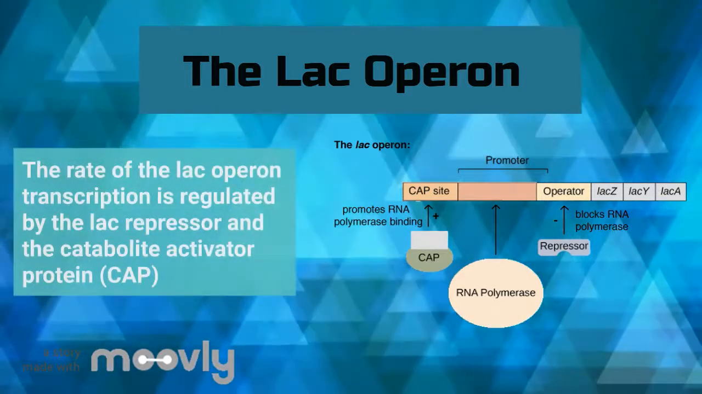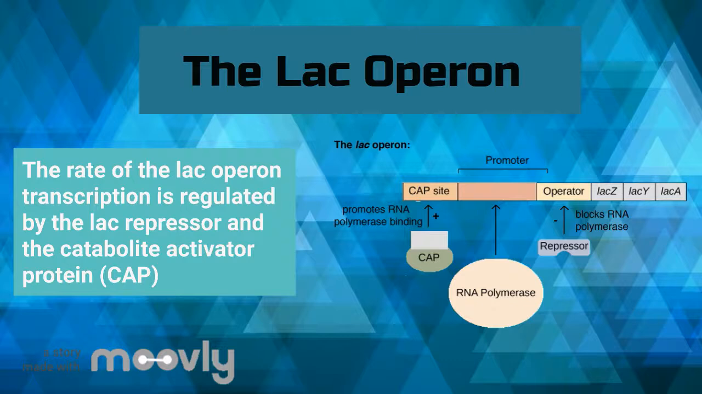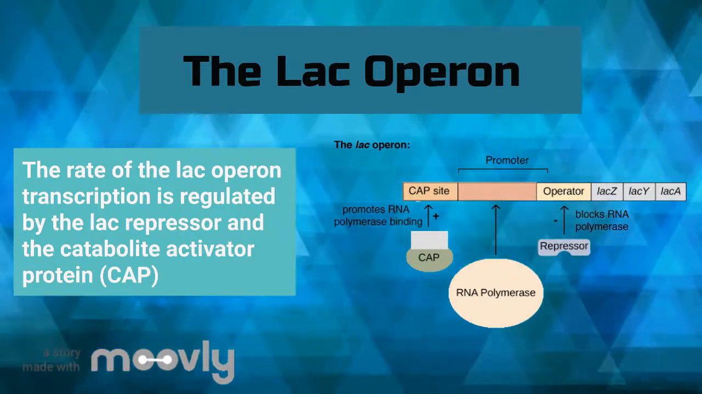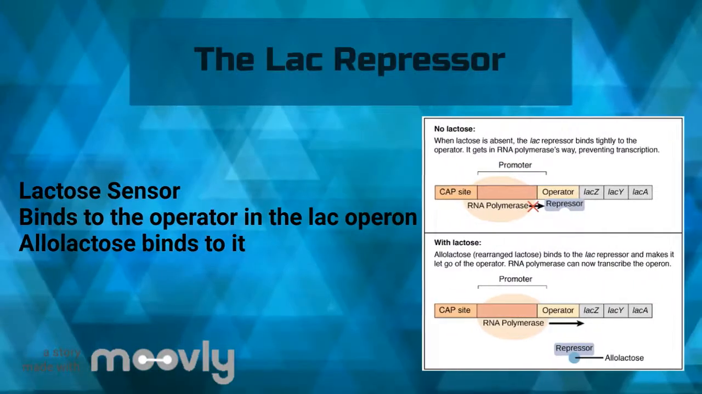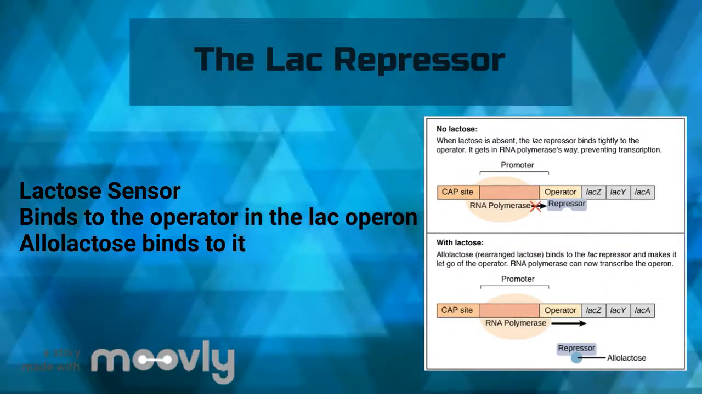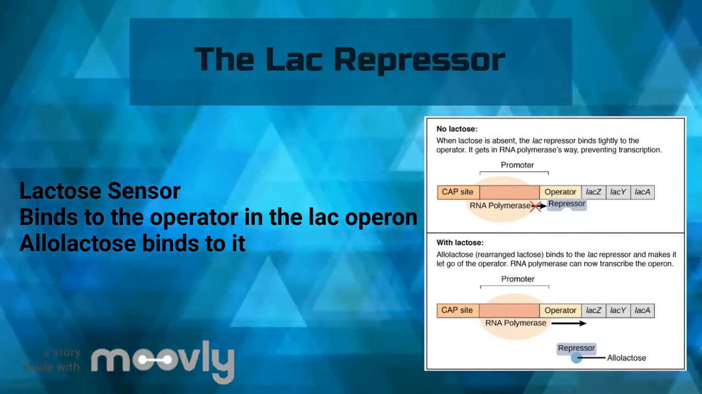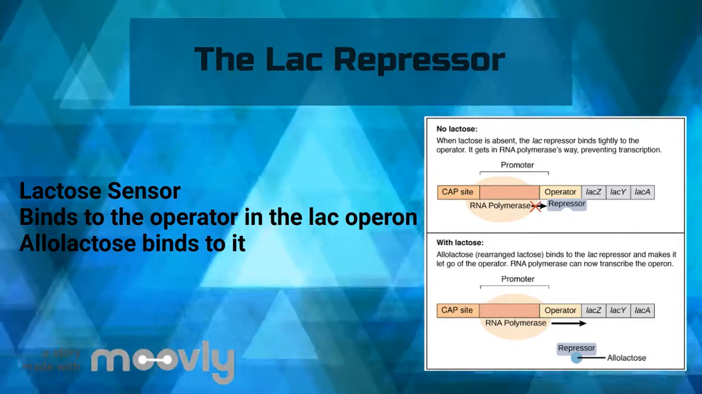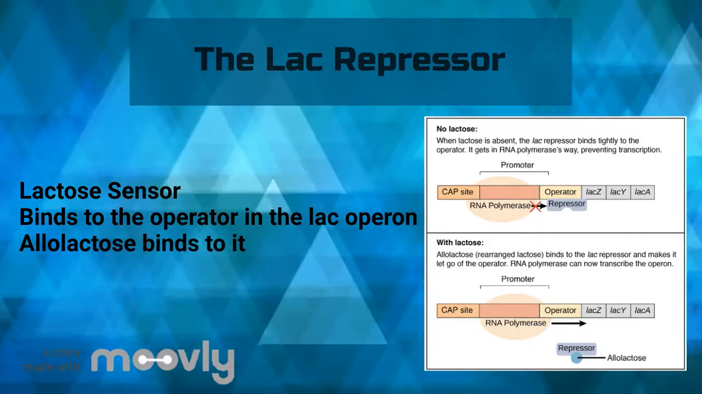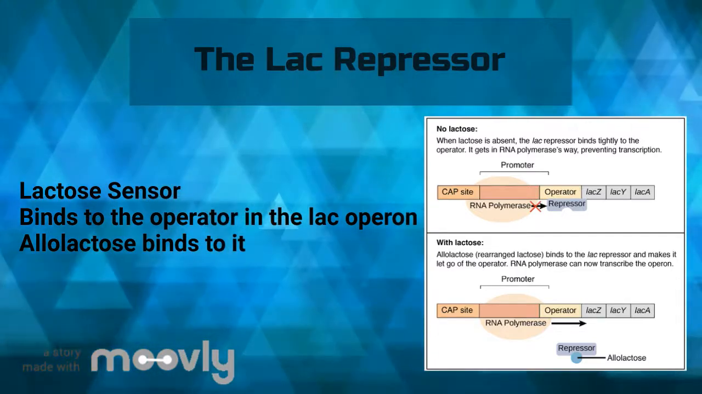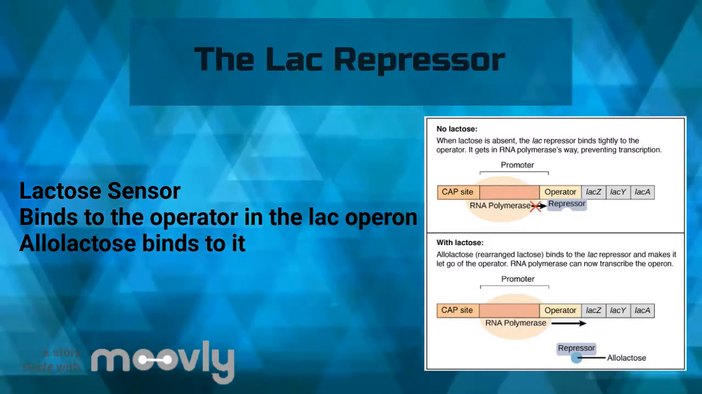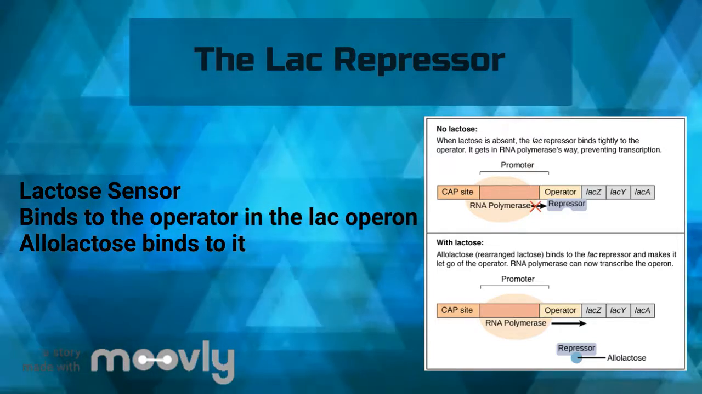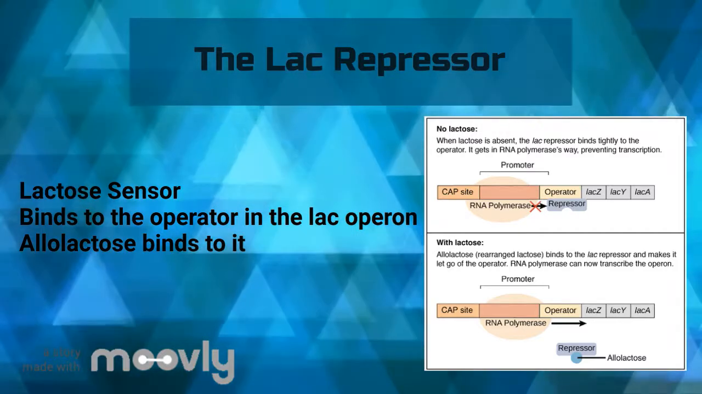The rate of transcription in the lac operon is regulated by the lac repressor and the catabolite activator protein, also known as CAP. The lac repressor is a lactose sensor. It inhibits transcription of the lac operon by binding to the operator when lactose is not present. When it is bound, RNA polymerase cannot transcribe the operon.